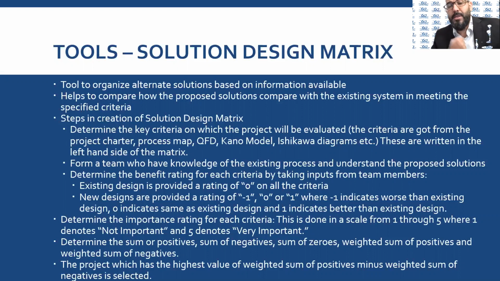All right, let's talk about the steps in order to create this solution design matrix. One is determine the key criteria. So first of all, you say, okay, what is important for me to study here? What do I need to do in order to evaluate them? So you have to have criteria in your mind, the different features that you want to investigate, you want to study. And then write them on the left-hand side of the matrix. So you list all the options, all the features on the left side.